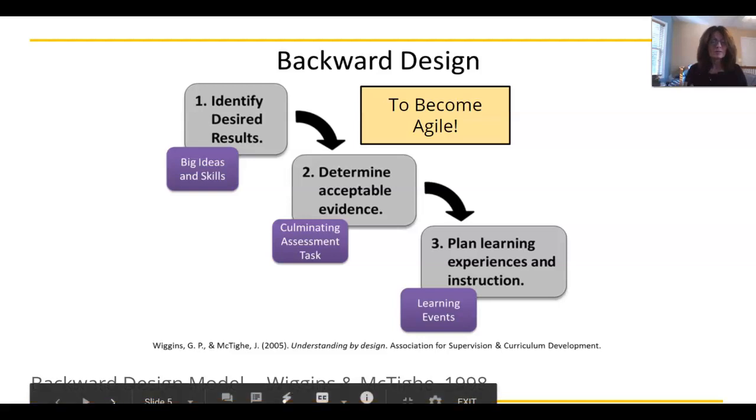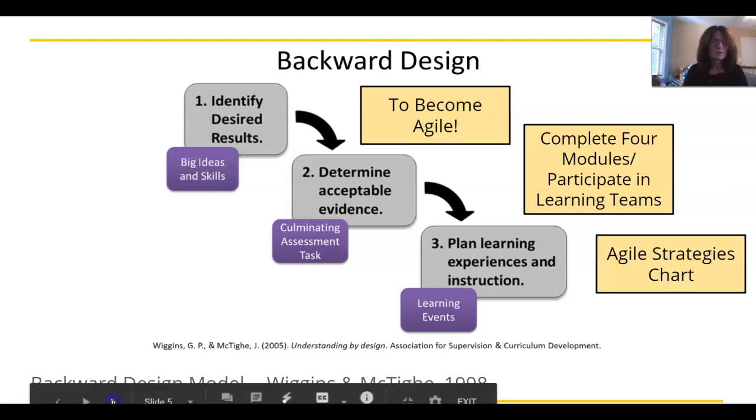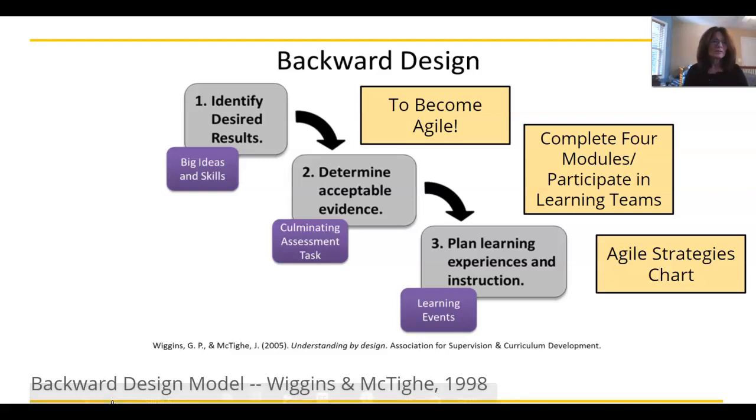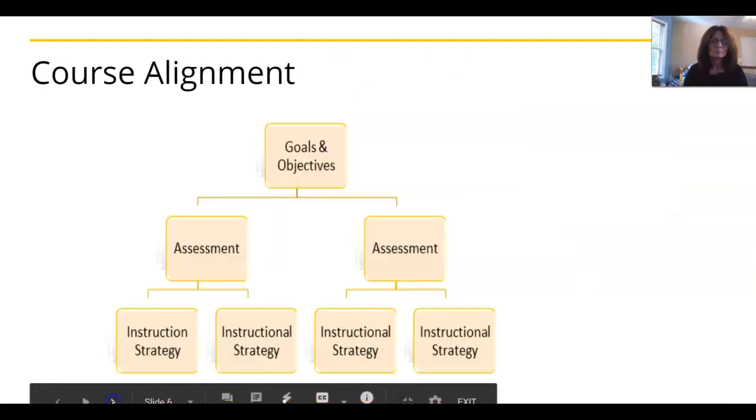In terms of Agile, we are hoping that in this course you'll become much more agile so that you can face whatever circumstances come up in the future. That you'll complete the 4 modules, and I'll show you a little bit about what those look like, and will participate in learning teams where you'll get feedback and give feedback to one another, and that you'll complete an Agile strategies chart so that you can start rethinking some of your course design to be more flexible and adaptable.